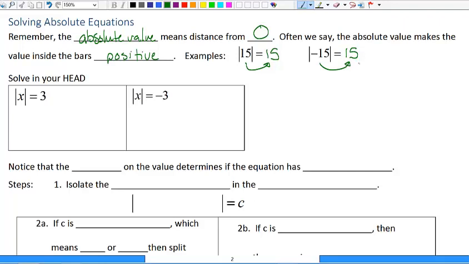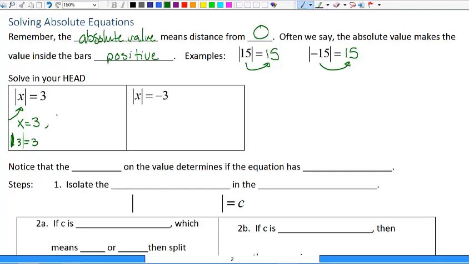Okay, so what I want you to do is solve these in your head. Knowing what absolute value means, what number do you think can go in here where the absolute value of some number equals 3? Now usually when I do this in a face-to-face class, a lot of students will shout out, oh, 3! Well, 3 does work, and the reason 3 works is because the absolute value of 3 is 3, not 13. Now, can anyone think of another solution?